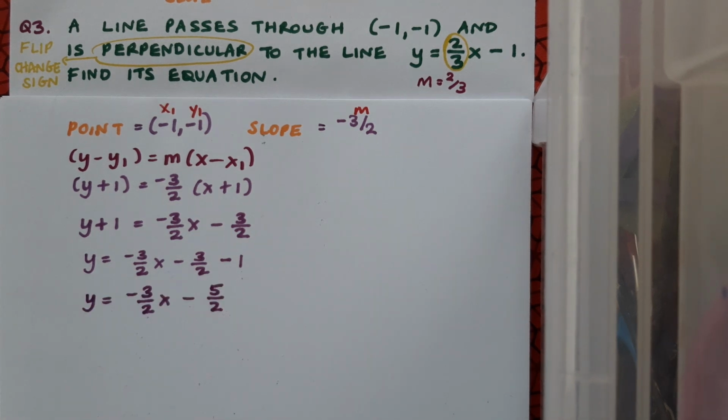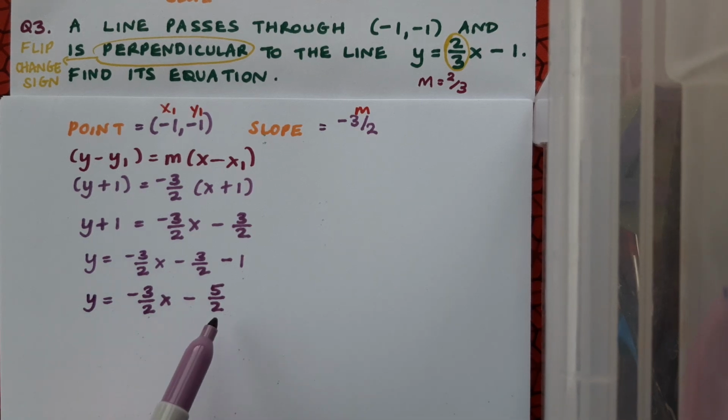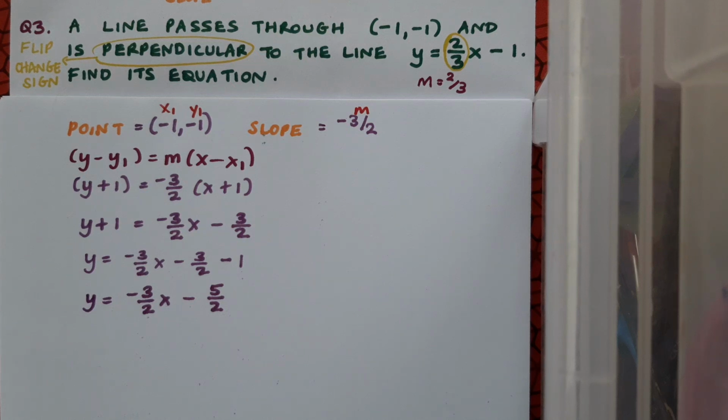And we're going to get y equals -3 over 2x minus 5 over 2, and we're perfectly happy to leave this here as an improper fraction. Again, just a little observation here at the end. This line that I've got in the format y equals mx plus c, I can tell 2 things about it from this equation. Its slope is -3 over 2, and its y-intercept is -5 over 2.